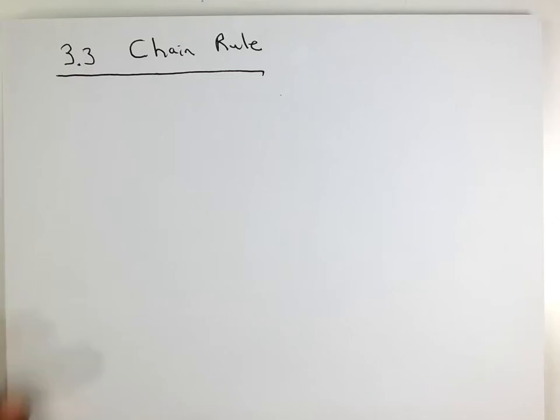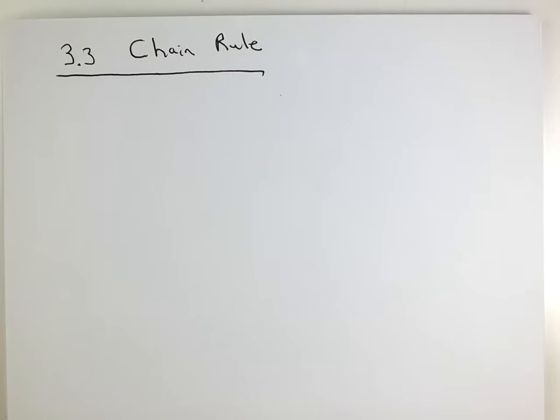So our next section is the chain rule. And the chain rule is when we have functions composed, one function composed inside of another one. And what we're going to wind up doing is taking the derivative of the outer function first, and then going back and taking the derivative of the inner function.